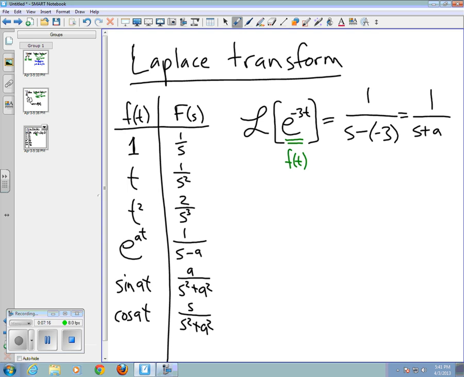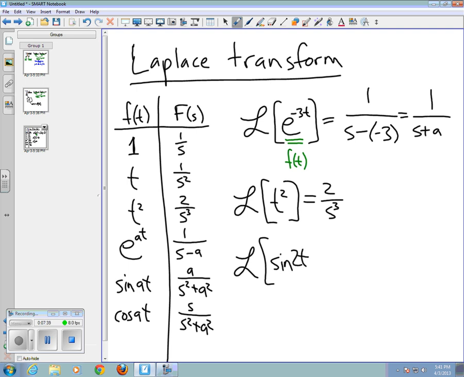If I wanted the Laplace transform of, say, t squared, well, this is pretty straightforward. Looking at our table, it is just straight away 2 over s to the third. And the Laplace transform of, say, sine of 2t, looking at the table, the value of a is 2, so that's 2 over s squared plus 2 squared, which is 4. So those are some Laplace transforms that we can get by using the table.